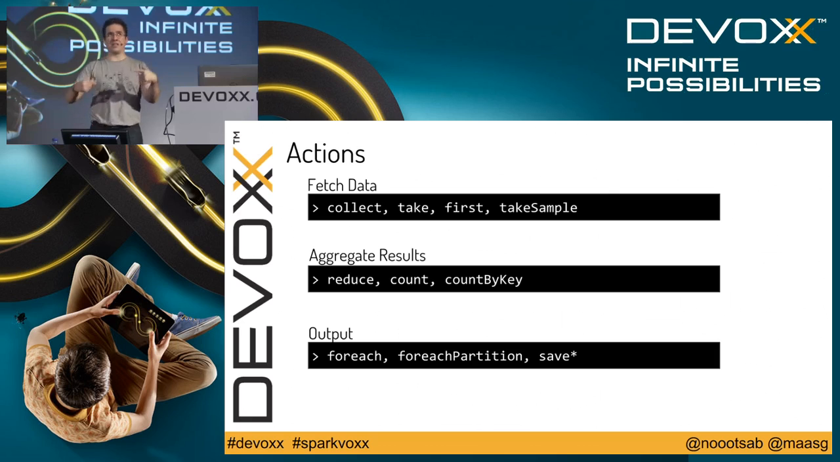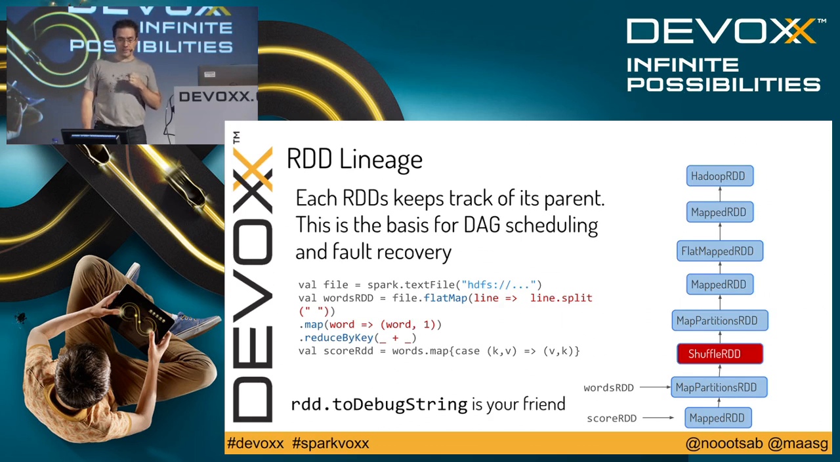And you can also do some custom operations. Those foreach partition operations are side-effecting operations that you can use on your RDD. And I'm going to talk a little bit about RDD lineage.